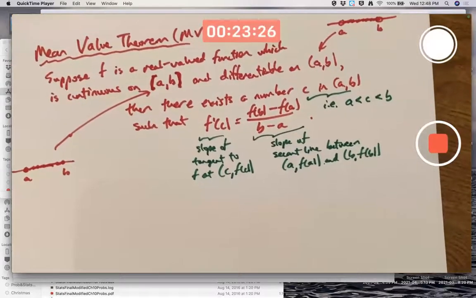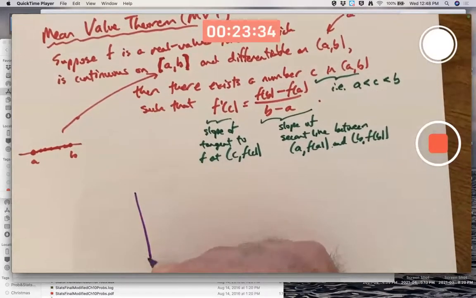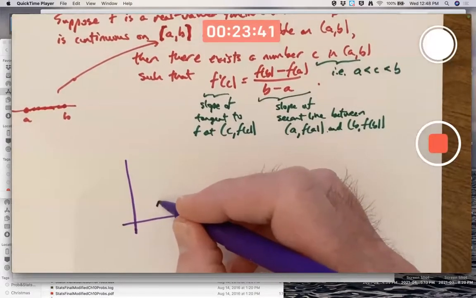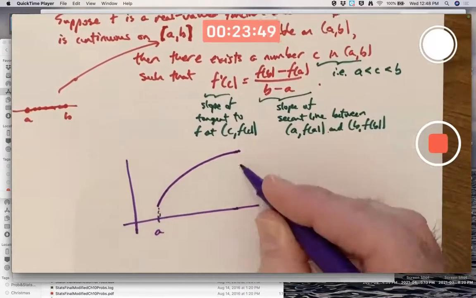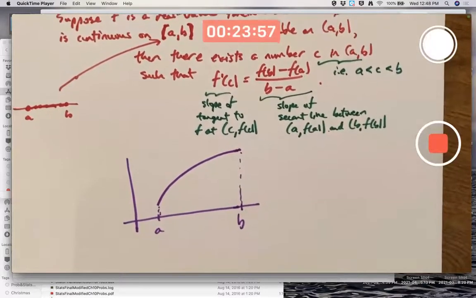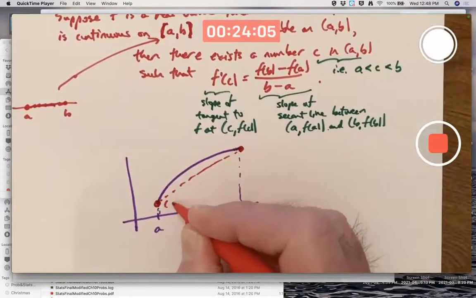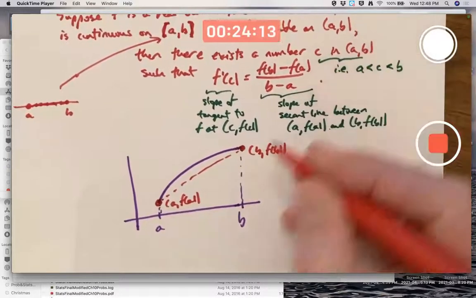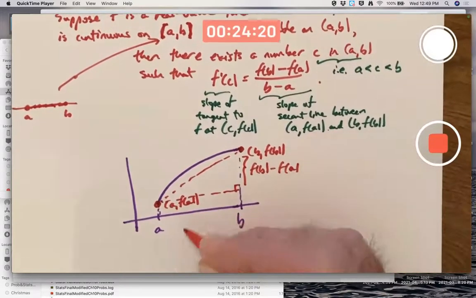If you draw an appropriate picture, this seems completely obvious. If you draw a picture of a graph of a function that's a nice function, it's continuous, it doesn't have any breaks in it, and it's differentiable, which means the graph is smooth, maybe like this. The truth of this theorem, if you think about it in the right way, seems completely obvious, because the secant line between this point and this point is this line here. This point here is a comma f of a. This point here is b comma f of b. This is rise over run for that line. If you draw a right triangle in here, that distance right there is f of b minus f of a. And this distance right here is b minus a.